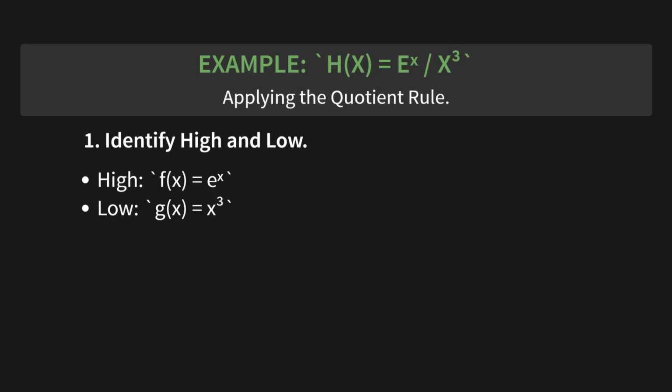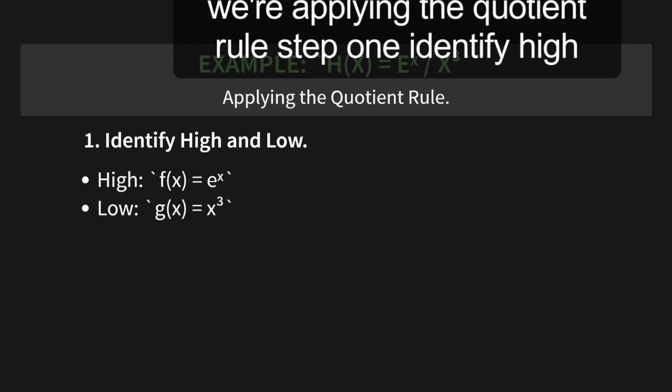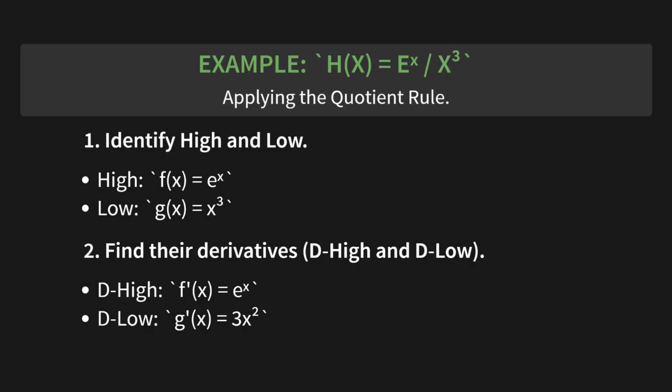Example, h of x equals e to the x divided by x cubed. We're applying the quotient rule. Step 1. Identify high and low. The high function is e to the x. The low function is x cubed. Step 2. Find their derivatives, d high and d low. The derivative of e to the x is just e to the x, so d high is e to the x. The derivative of x cubed is 3x squared, so d low is 3x squared.